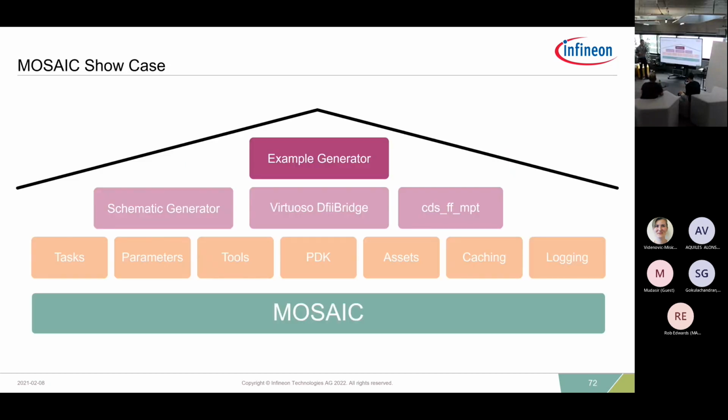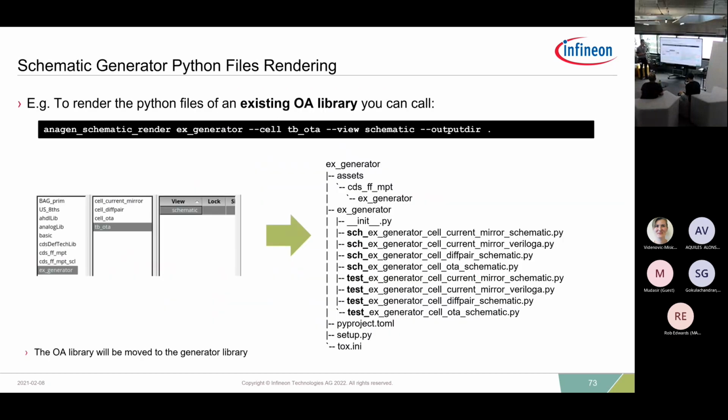Okay, and then the example generator, I will just tell you basically two things. The first one is how it's working. It's similar to Back, I would say, but here you also have this command line script. So you can say, I want an existing OA cell view or OA library to be converted, or that we want to generate Python code out of this OA library. And this command line tool will just do it.